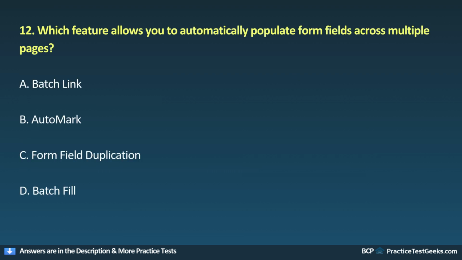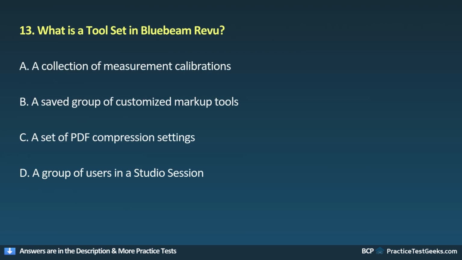12. Which feature allows you to automatically populate form fields across multiple pages? A. Batch link. B. Automark. C. Form field duplication. D. Batch fill. 13. What is a toolset in Bluebeam Revu?